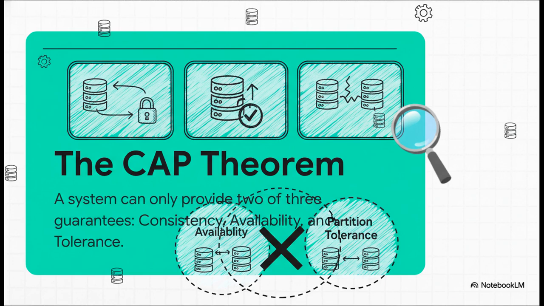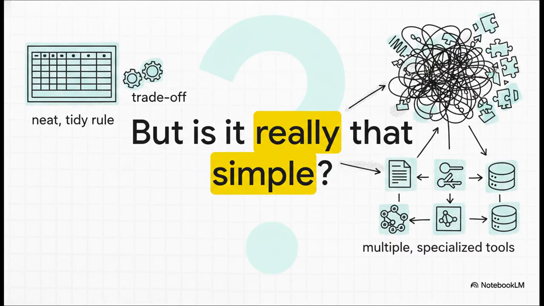It's this foundational idea that says when you're building a big system, you want three things. Consistency, meaning everybody sees the same data at the same time. Availability, meaning the system always answers your requests. And partition tolerance, meaning it doesn't fall over if parts of the network go down. The theorem's big claim is you can only have two. Sounds pretty neat, right? A simple trade-off. But the reality of building software today is, well, it's rarely that simple. Which brings us to a really important question.